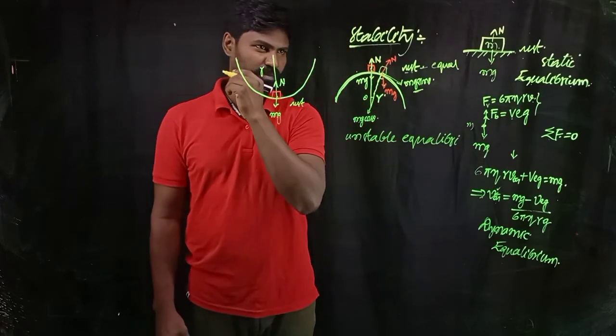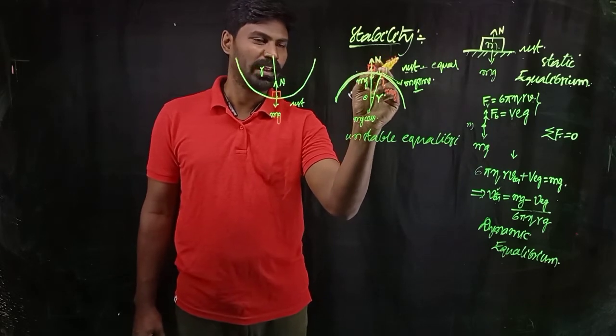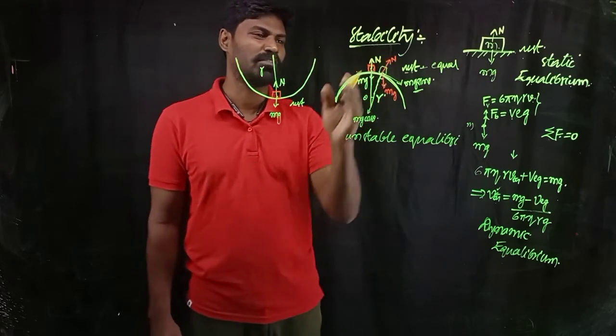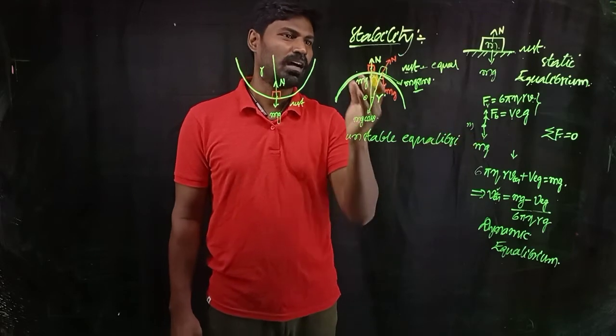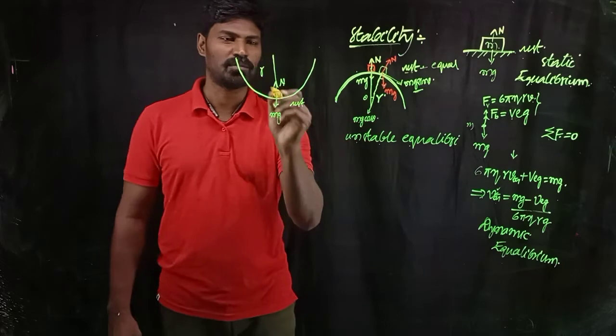This condition is called unstable equilibrium, in which, once the body is disturbed from its mean position, it won't come back to its mean position. It will move away from the mean position. That equilibrium is called unstable equilibrium. Let us come to this situation.